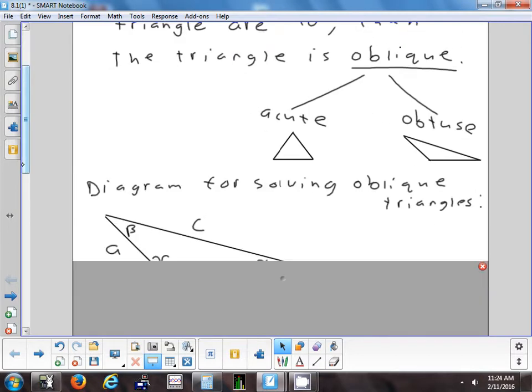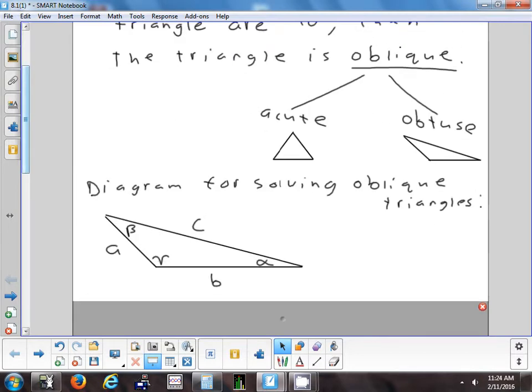And here's our diagram we're going to use for solving oblique triangles. Again, you can draw it acute, you can draw it obtuse, it doesn't really matter. What does matter is the relationship between the name of the side and the angle. You want to make sure we're putting A across from alpha, B across from beta, and C across from gamma.